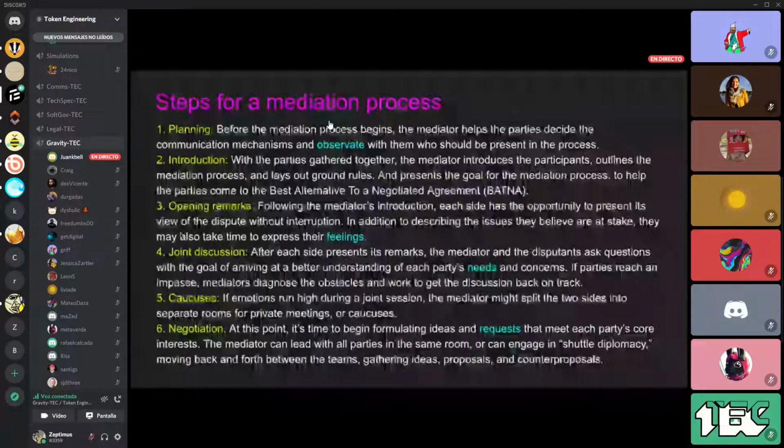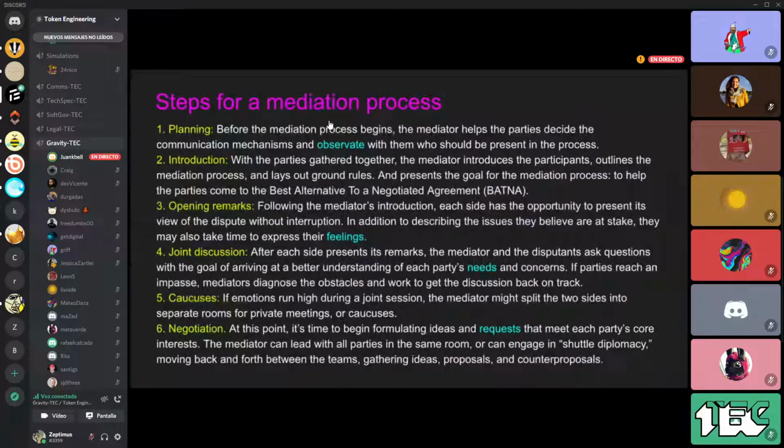And the process, with the steps that I am mentioning here, that are 6, basically starts with planning. It's like before the mediation process begins, the mediator has to help the parties decide how are going to be the communication mechanisms that they are going to have, if they are going to communicate with one another directly, or if they are going to have the third part acting as a person who has to approach each of them individually and then communicate the intentions of the other. And basically that relates a lot to observation, to knowing who should be present in the process, who are the important stakeholders in the process, and who are the persons that also should not be too much involved in the conflict.